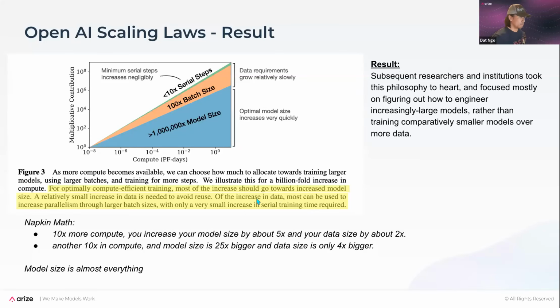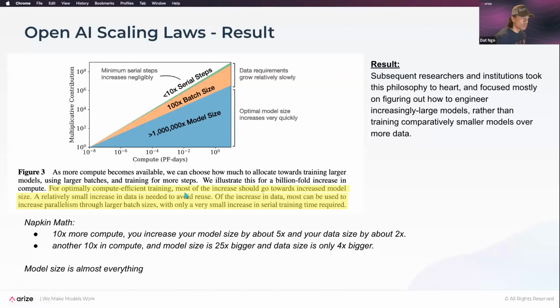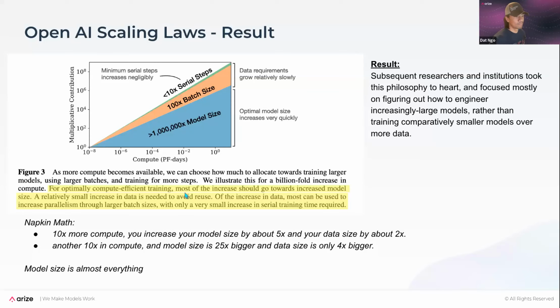Great question. And so TLDR, if we do a little napkin math, if I give you 10x more compute, according to this paper, you should increase your model size by about 5x and your data size about 2x. If I give you another 10x after that, the model size increases by 25x and the data only 4x. So you can start to see this power law form. The result of this paper in early 2020 was that researchers really took this to heart, everybody was like, "Oh, OpenAI is doing really well." They really focused on creating larger models, and that's why in the early days you can see these parameters getting much higher. That was the result of the 2020 paper.